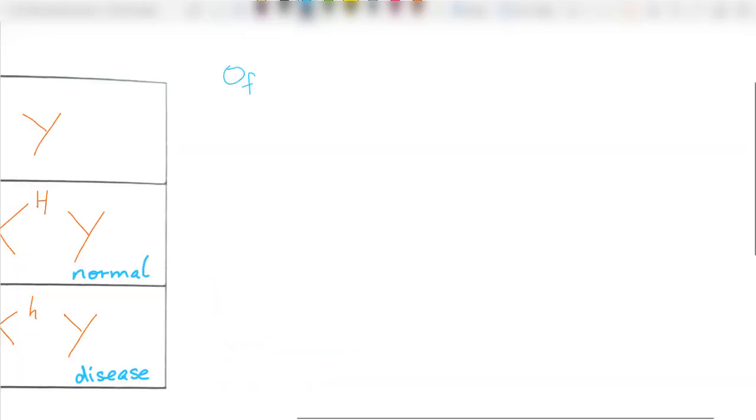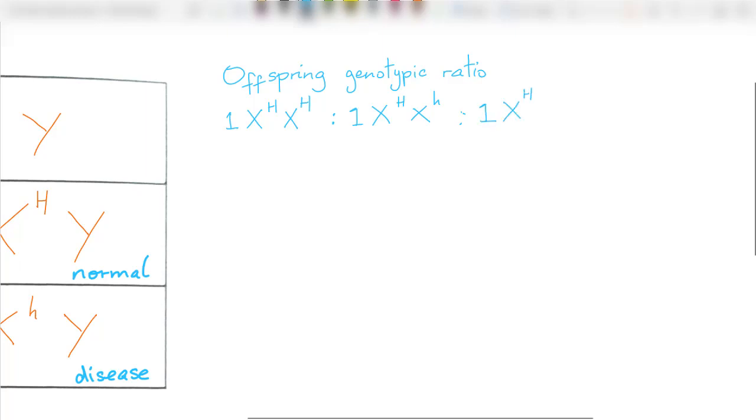And now, as required by the question, I'm going to write out the genotypic ratio and phenotypic ratio of the offspring. So first I will write the offspring genotypic ratio. And here we have a 1:1:1:1 ratio, which translates to a 25% probability for each combination.